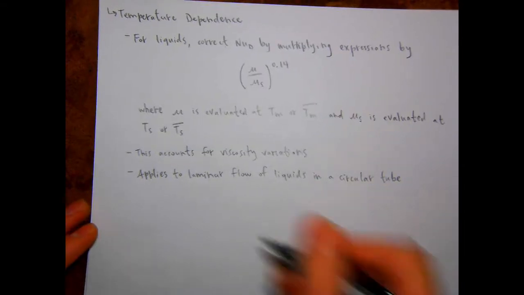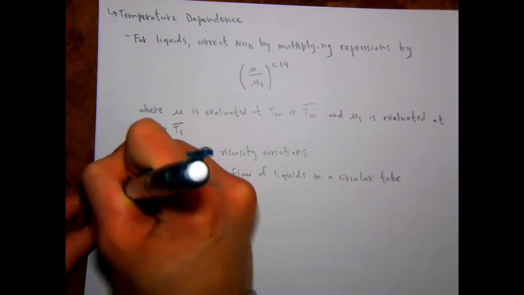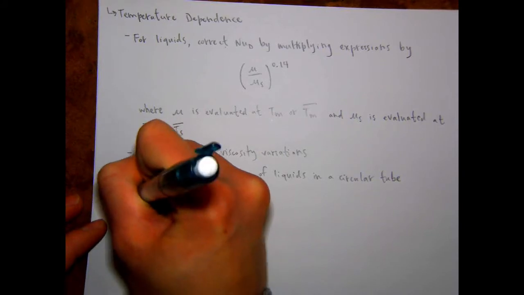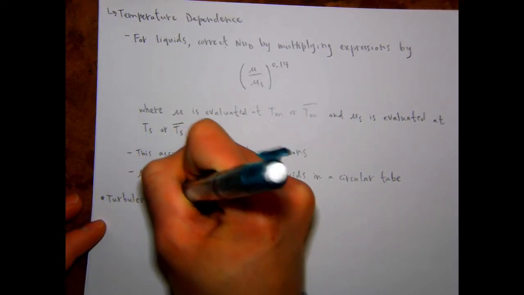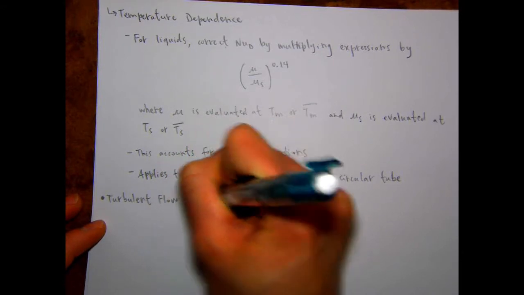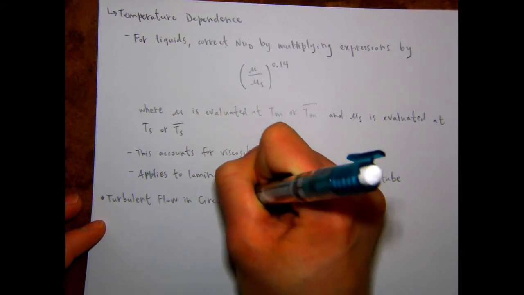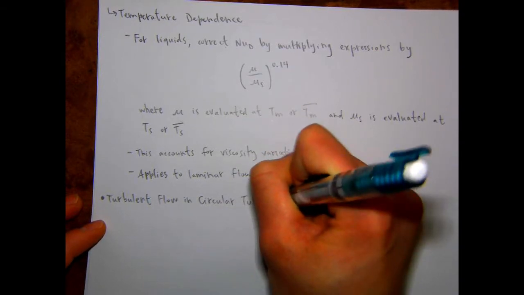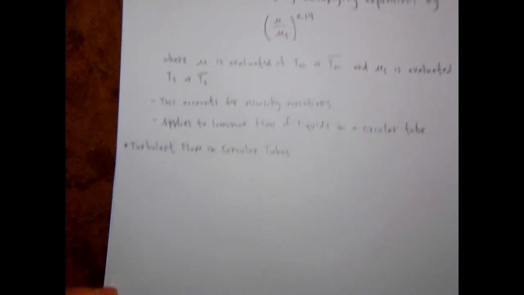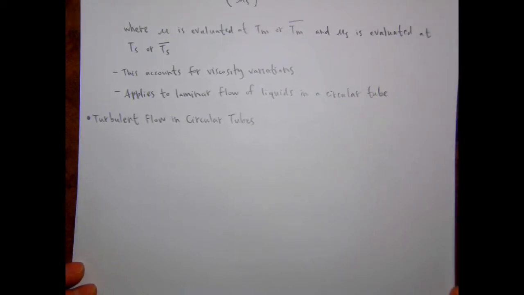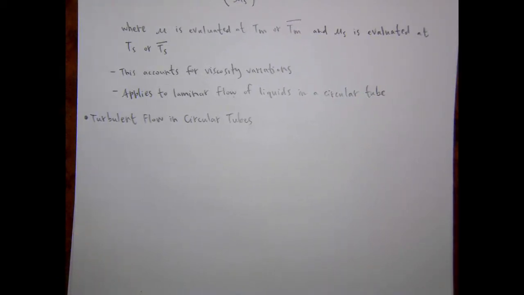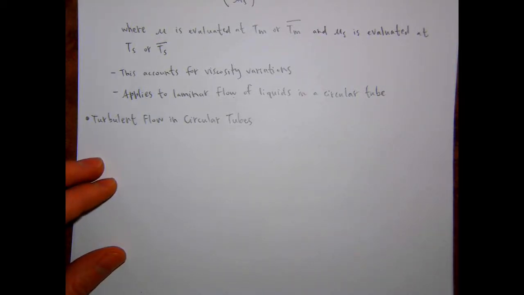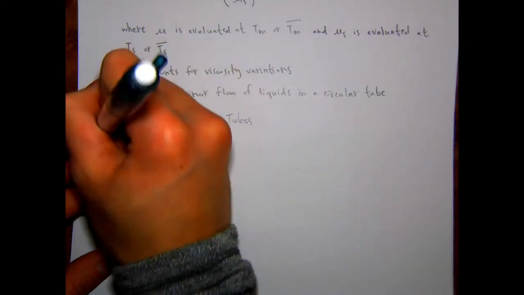All right, let's talk about turbulent flow. So everything we talked about previously, all the expressions we wrote down were for laminar flow. So for turbulent flow, it's a little bit simpler. So again, we have fully developed region and entry region. So we'll talk about those separately.